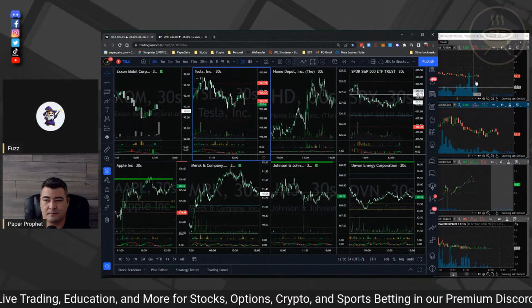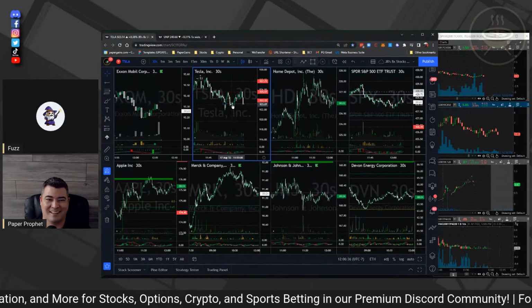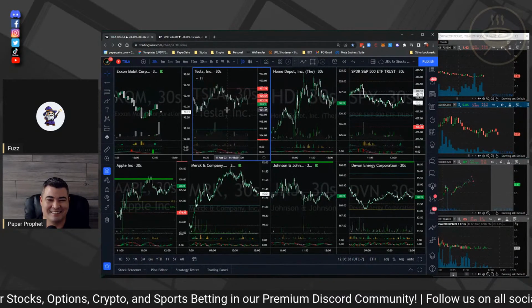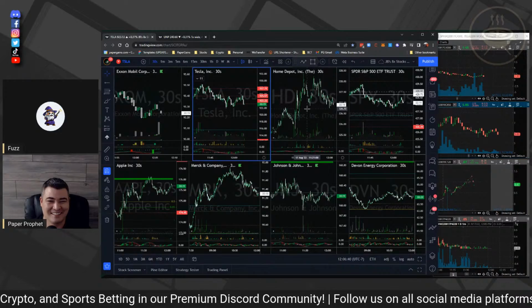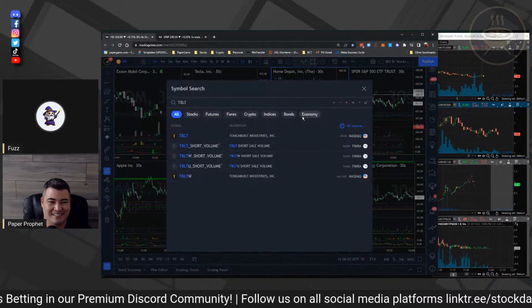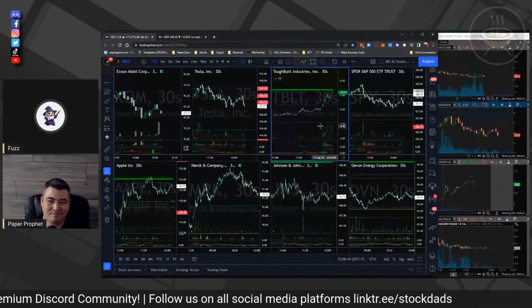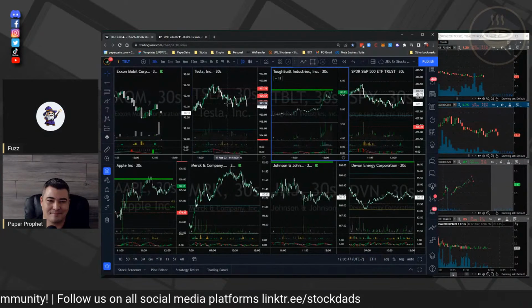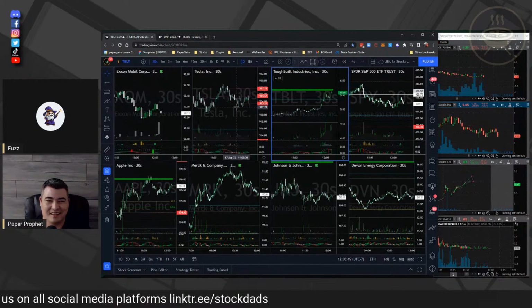Getting a pop on tough built. You like these low float ones? It's just EVLT. So interesting how they just randomly, well, it's probably not random, but they just take their turns, you know?